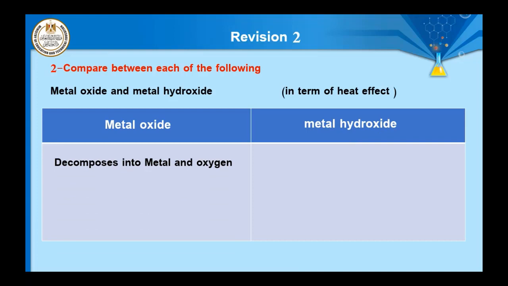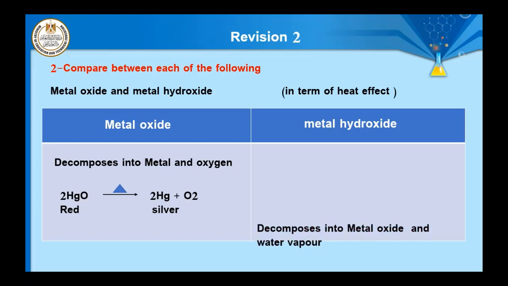It's a primary element. We also have one example, mercury oxide, which has red color, decomposed by heat into mercury and oxygen gas evolves. Mercury has silver color. This means that mercury oxide changes from red color to silver color by heat.